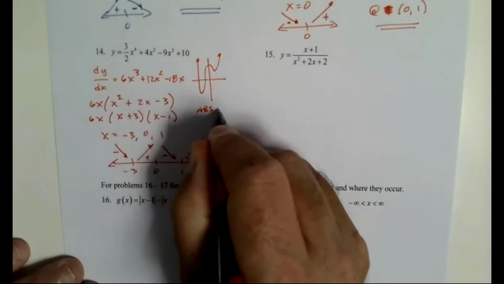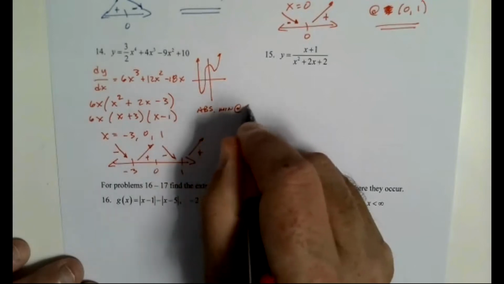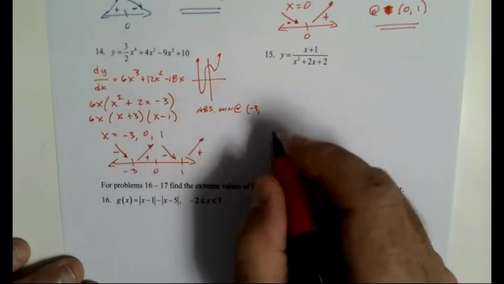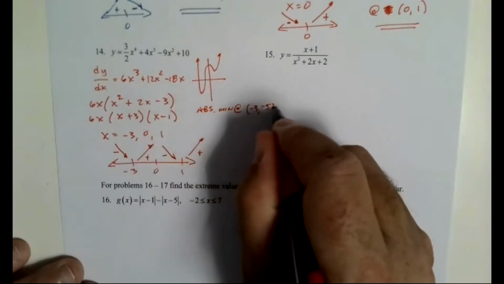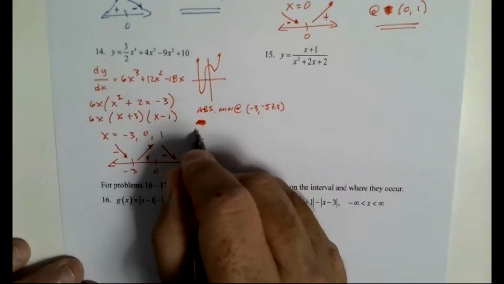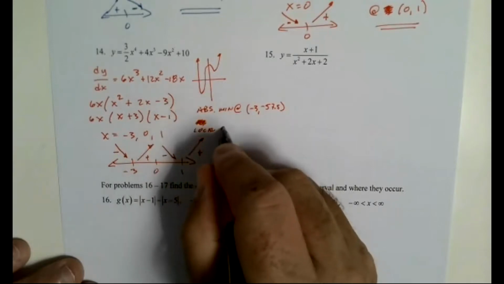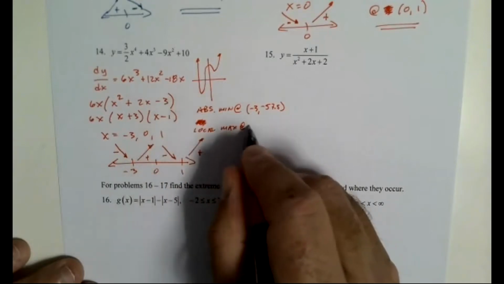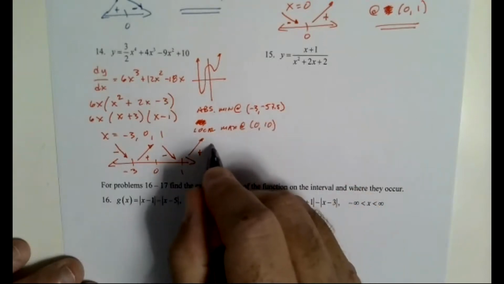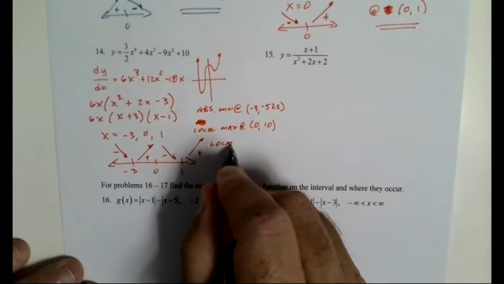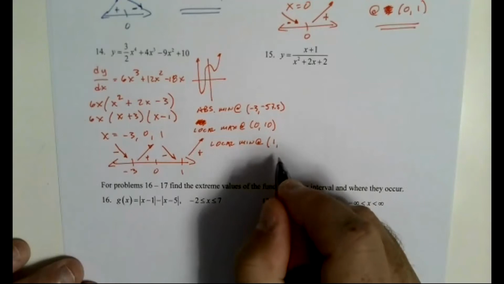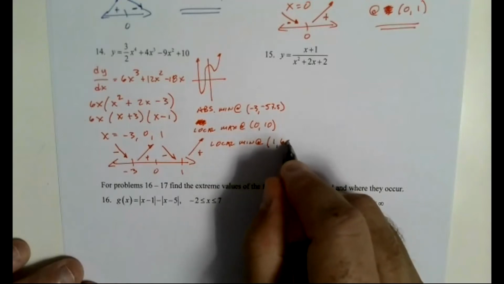So absolute min at negative 3, comma, I plug that in, I get negative 57.5. Local max at 0, 10, I believe. And then a local min at 1, 6.5.